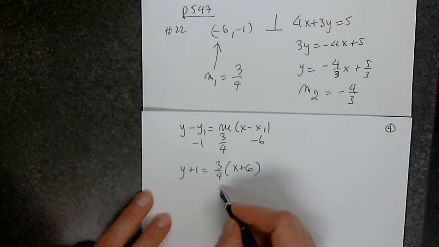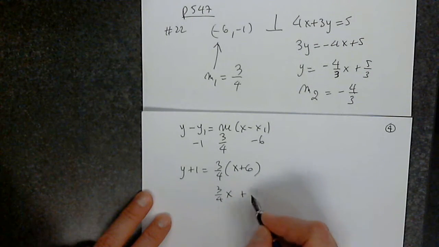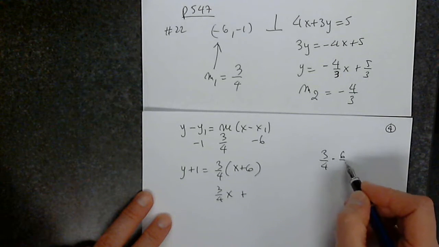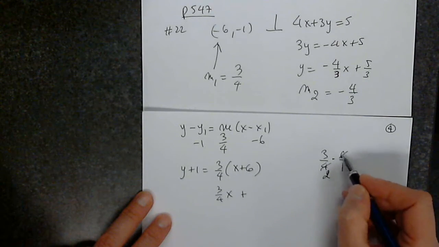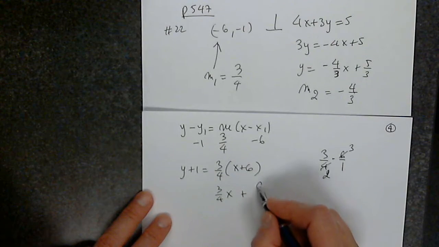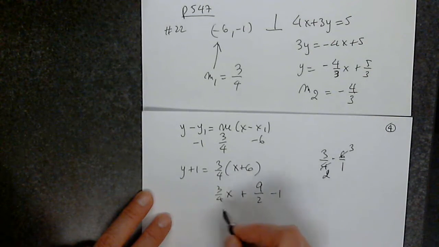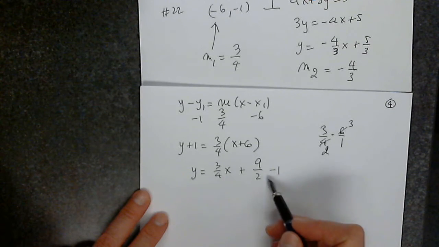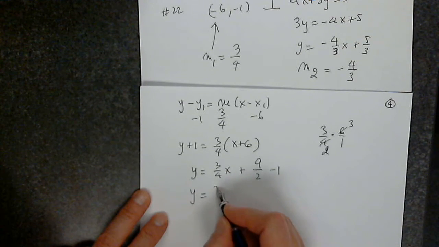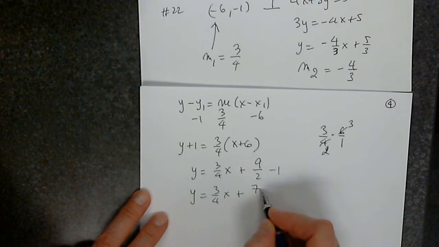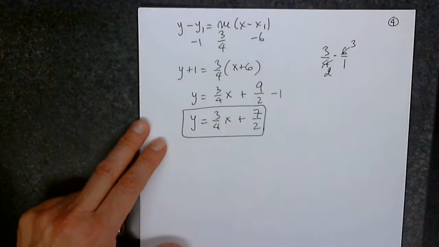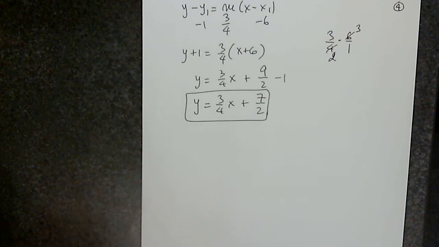I distribute 3/4 x plus 3/4 times 6/1. I simplify by 2, and I get 9/2. And then I have to subtract 1. 9 minus 2 is 7. Bless you. 3/4 x plus 7/2. Very good. Well done.